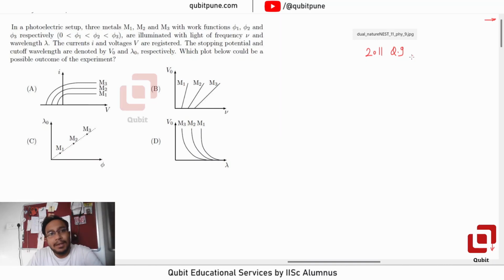They are illuminated with light of frequency nu and wavelength lambda. The currents I and voltages V are registered. The stopping potential and the cutoff wavelength are denoted by V naught and lambda naught respectively. Which plot below could be a possible outcome of the experiment?